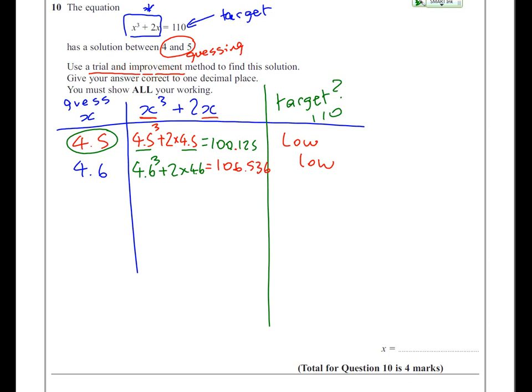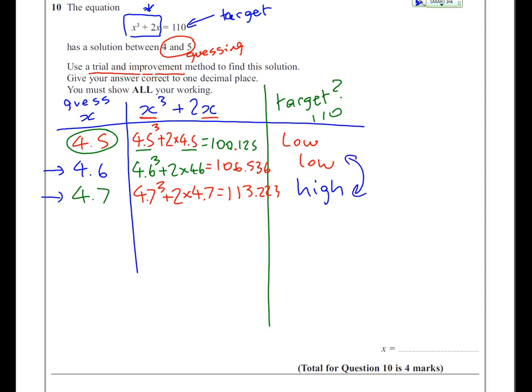You might be shouting at the screen saying, try higher. Why didn't you try 4.7 before? Well, do apologise. Maybe you would have done that in your exam. Now, 4.7 cubed plus 2 times 4.7. Okay. Still too... Oh, it's too high this time. Now we have a very interesting situation. We've got one that's too low, one that's too high. So our answer is somewhere between here.